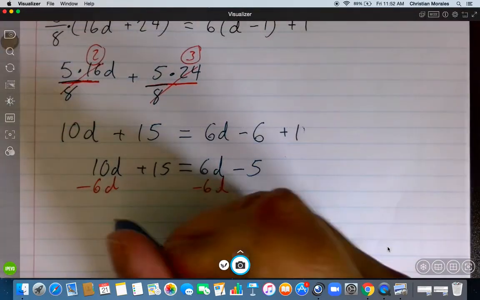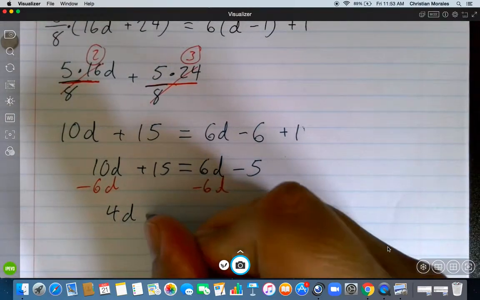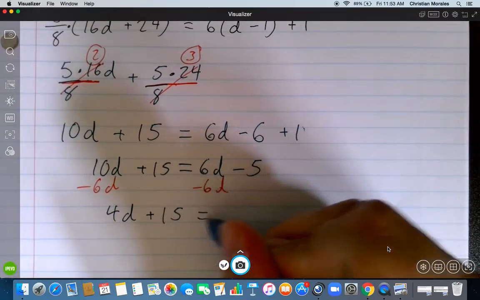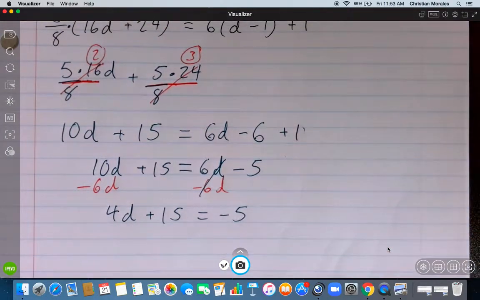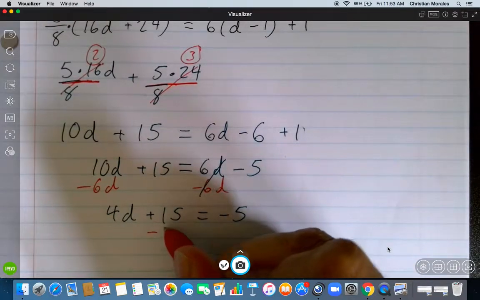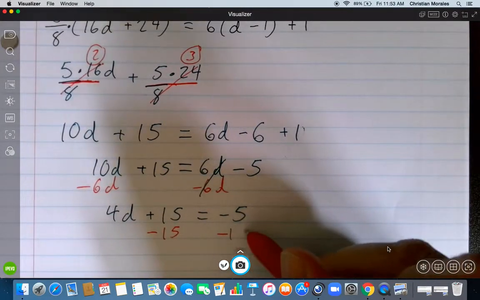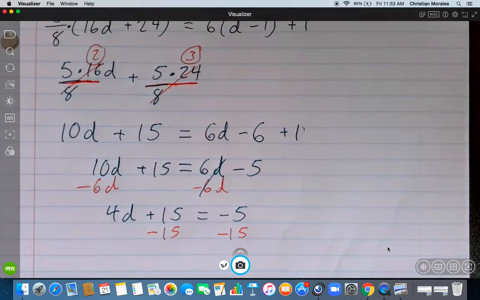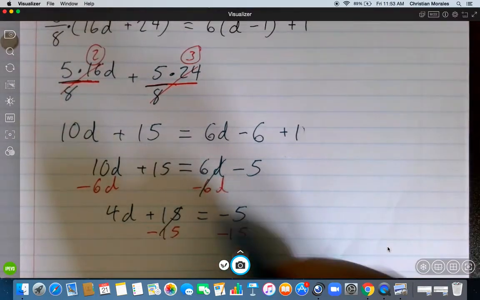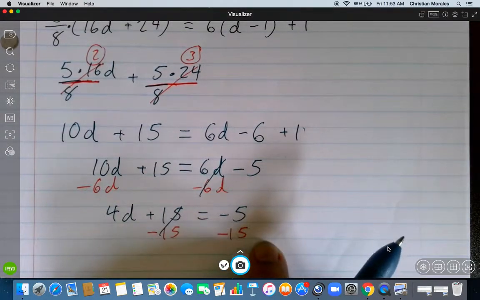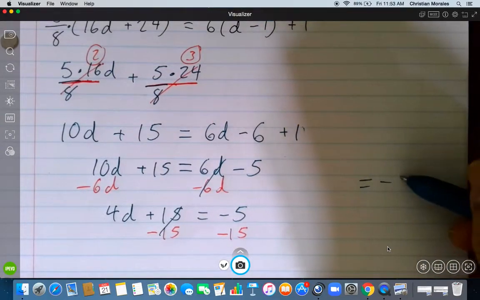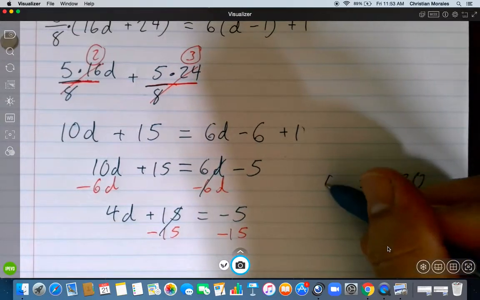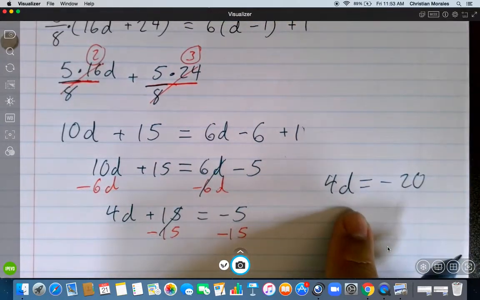I'm going to get 4d plus 15 equals, that's gone, negative 5. Okay, I want to move that 15 because I want the d by itself. The inverse of adding is subtracting. Now I have negative 5 minus 15. When this happens, negative 5 minus 15, it just gets lower on the number line. You're going to get negative 20 on that side, and 4d is now left on this side.